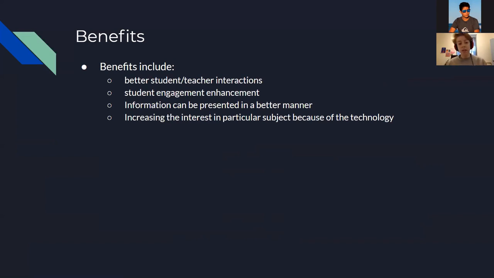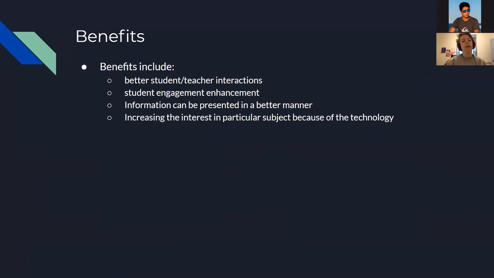Information can be presented in a much better manner. Like I said before, with gamification, students tend to learn much better. And information can also be presented much more effectively to each single student. If a certain student learns really well by listening to lectures, maybe that's what they want to do. But if a student learns better by interacting with a video or using VR or AR, then they can also go and do that. So smart classrooms are a really great way to tailor the needs to each student specifically.